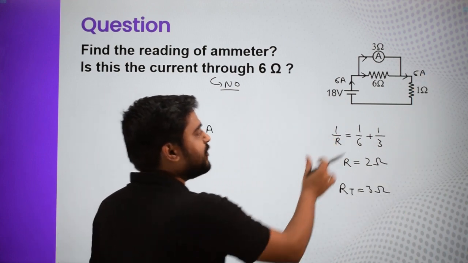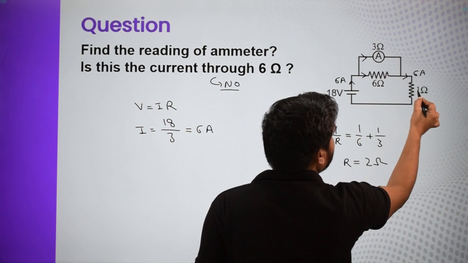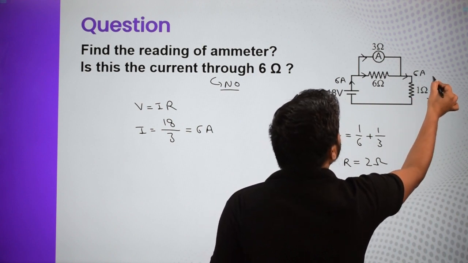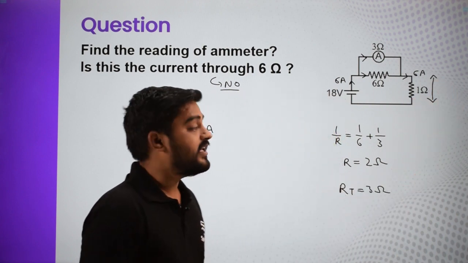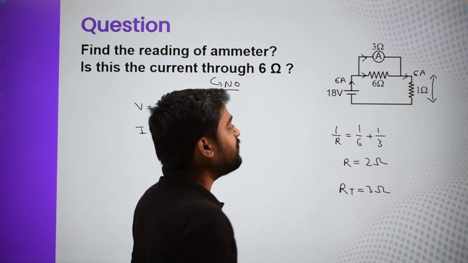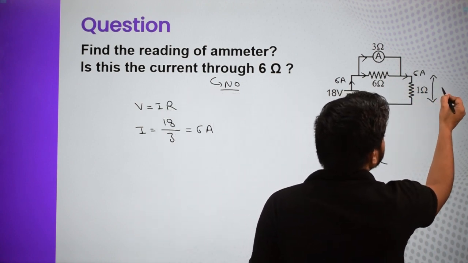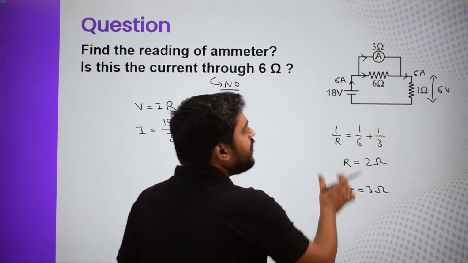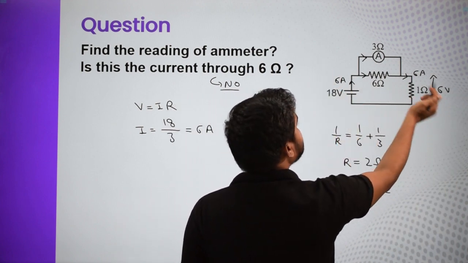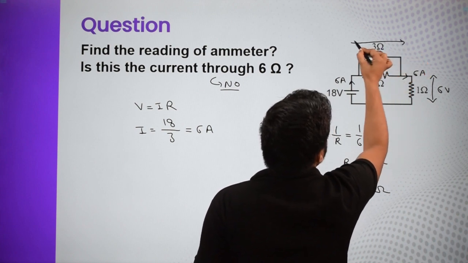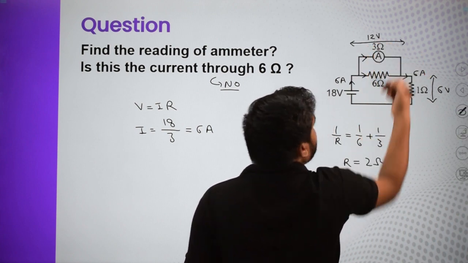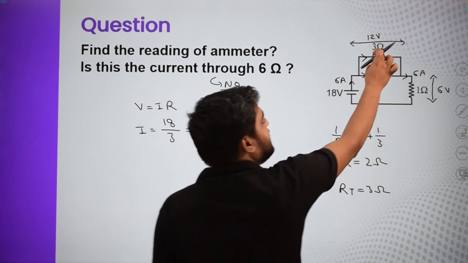Now there are two options. One is to get the potential difference across this combination. So what is the potential difference across this 1 ohm? We know the current in this 1 ohm is 6 ampere. So potential difference is I into R. So I is 6 and R is basically 1. So 6 volt is there. Now 18 volt is total, out of that 6 volt is across that. So here must be 12 volt. Once we have the potential difference, 12 volt across each of them.